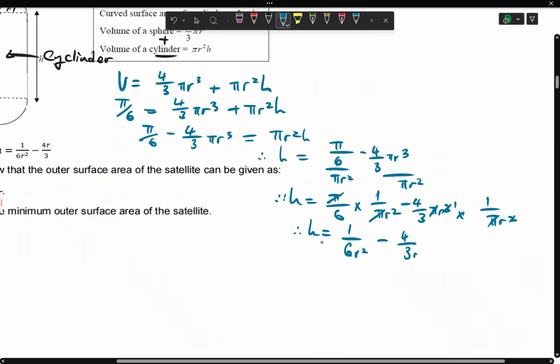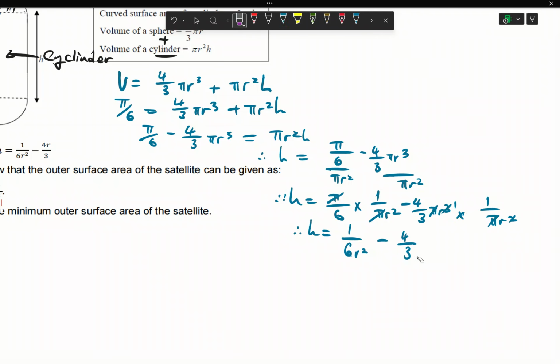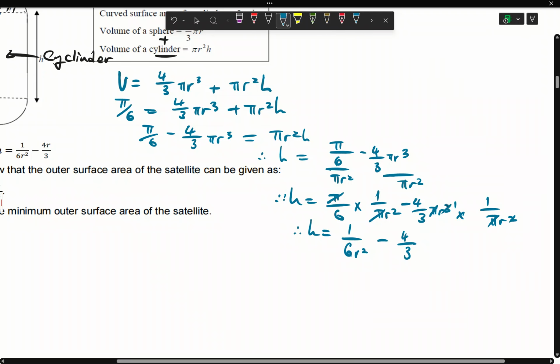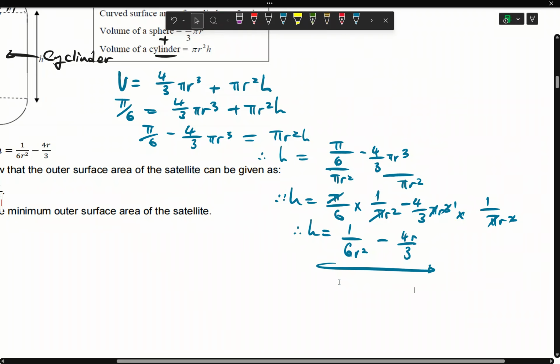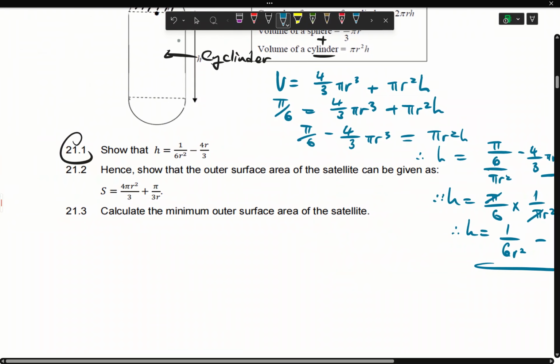Remember, you rationalize this and this. When you multiply here, remember this was 3. From 3 we remove 2. So this 3 is at the numerator then, not this one. So this is the expression of h there. Now let's take a look at the next question.